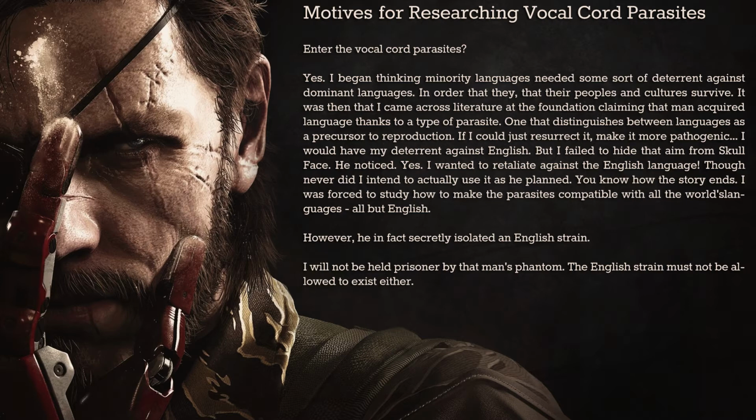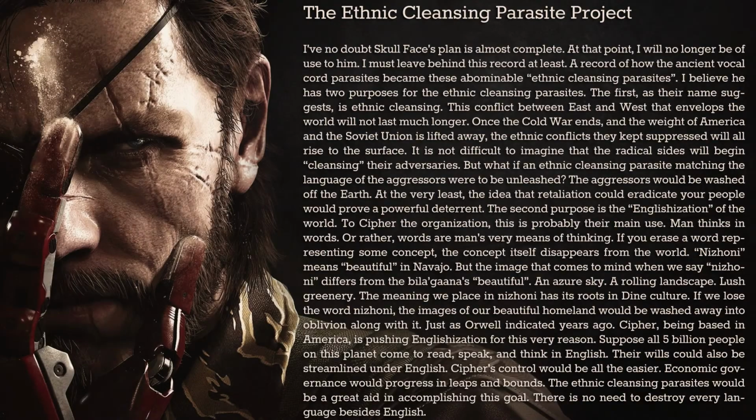I was forced to study how to make the parasites compatible with all the world's languages. All but English. However, he in fact secretly isolated an English strain. I will not be held prisoner by the man's phantom. The English strain must not be allowed to exist either. I have no doubt Skullface's plan is almost complete. At that point, I will no longer be of use to him. I must leave behind this record at least.